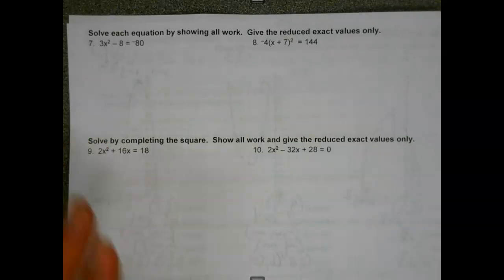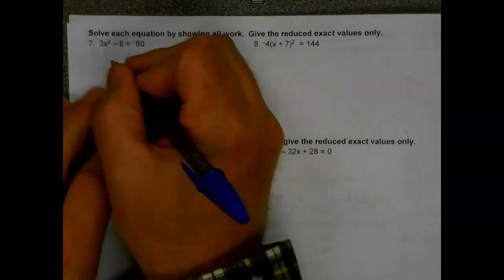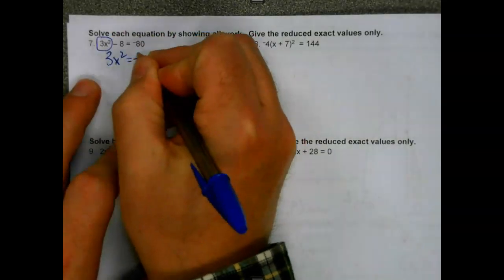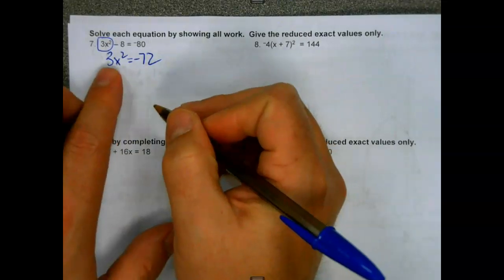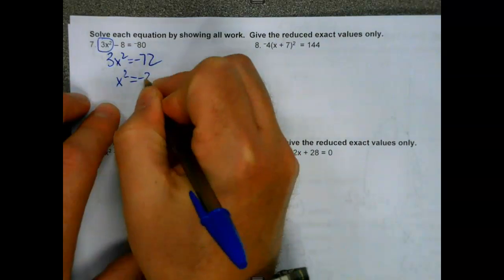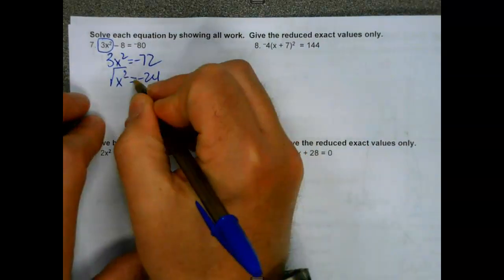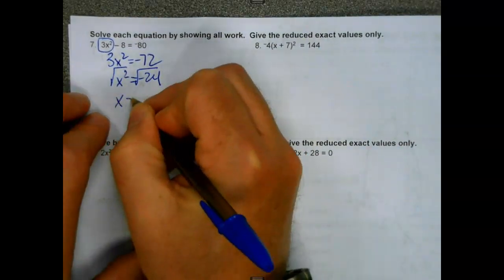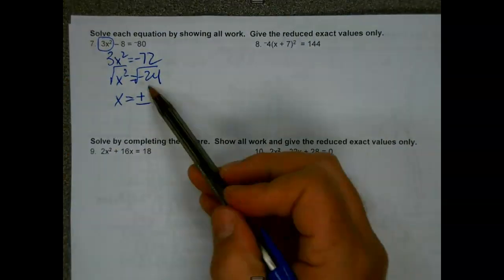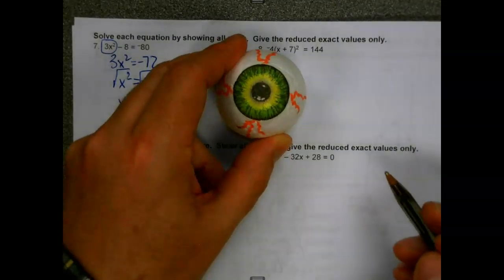All right, let's see here. Solve the equation by showing work. Give reduced exact values only. In other words, no decimals. Add the 8 over. Don't square root it yet. X squared's got to be alone. Now I can square root it. Plus or minus. We have a negative radical. Take that i out.